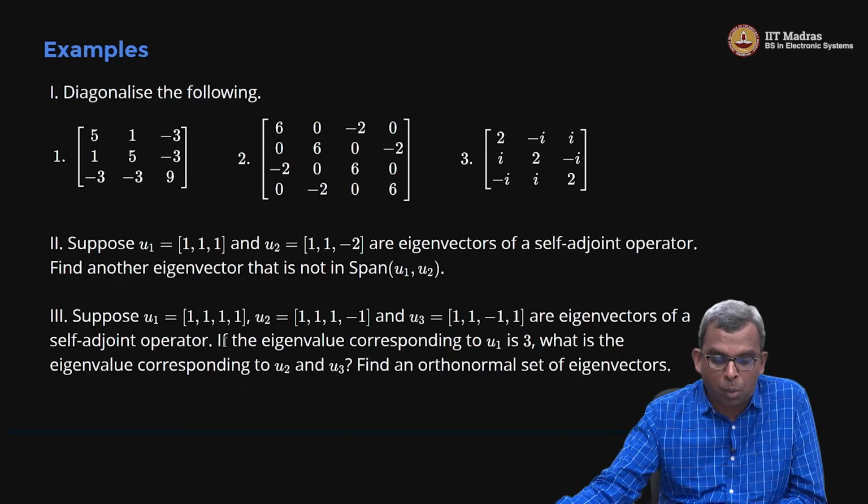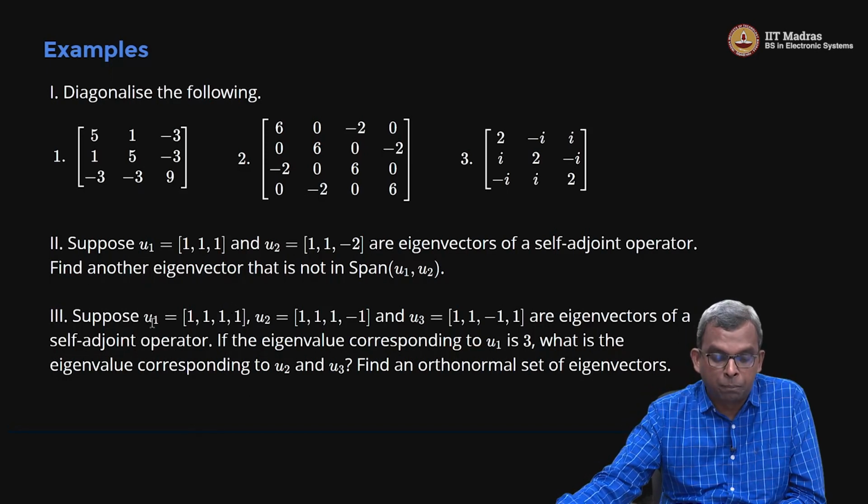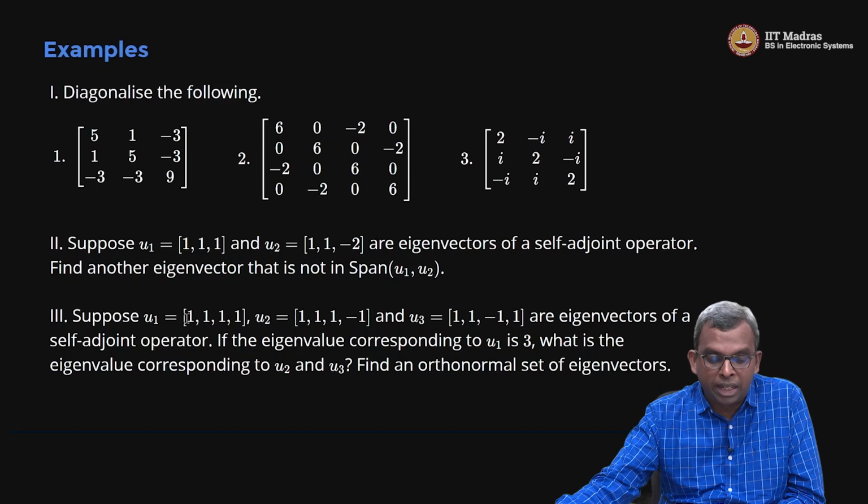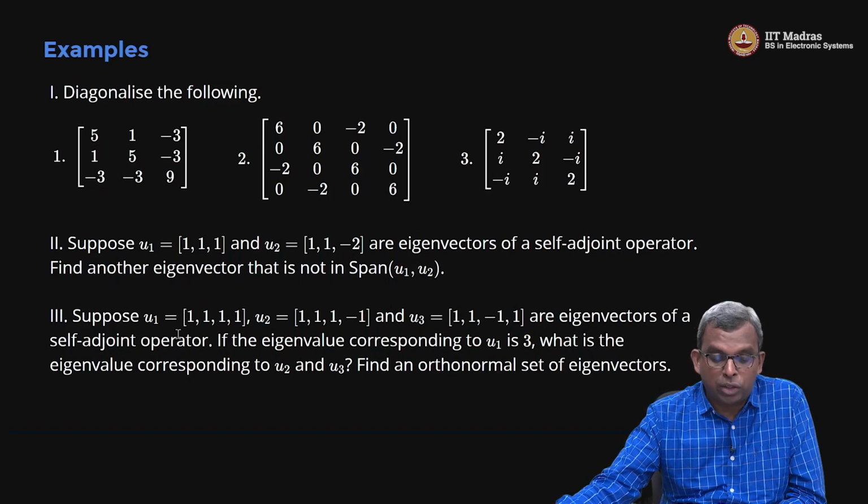So here is another problem which uses all this orthonormality. So you have u1 here, u2 here, and u3 here. These are given as eigenvectors of a self-adjoint operator. Okay, and if the eigenvalue corresponding to u1 is 3, what is the eigenvalue corresponding to u2 and u3?